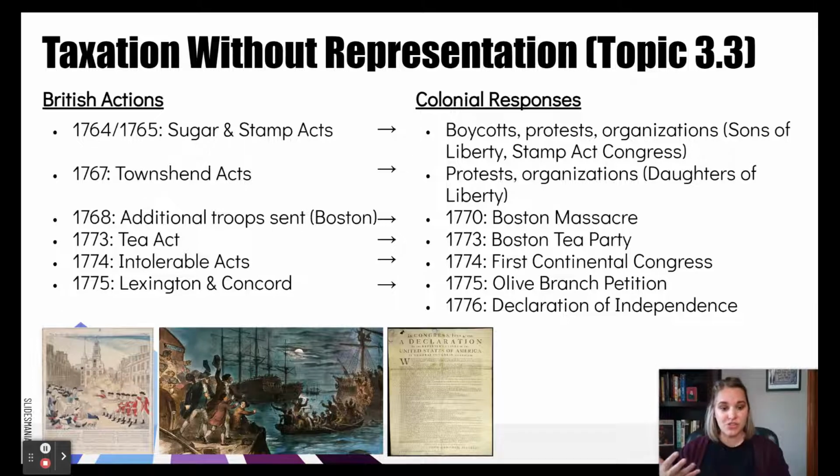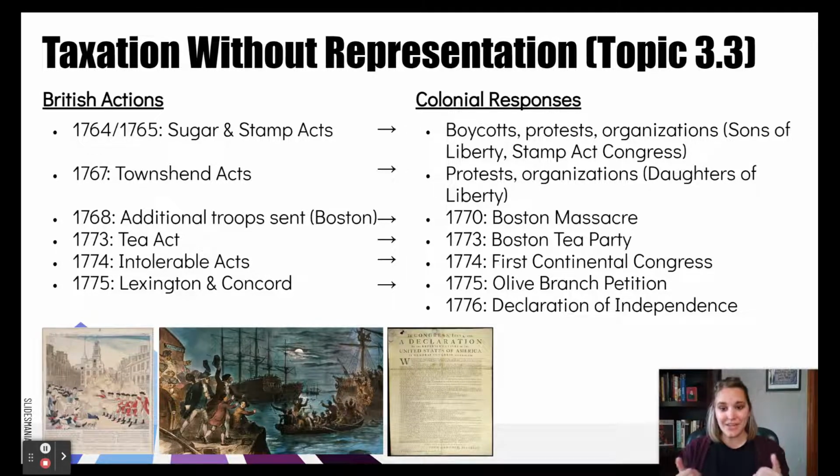So understanding that our initial acts by Britain, the Sugar and Stamp Acts, the Townshend Acts, those lead to the organization of colonial protest movements. So we see the Sons and Daughters of Liberty, the Stamp Act Congress, we see protests. So these initial acts by Britain lead to increased organization within the colonies to protest those actions. We see the military increasing in presence as a result of these protest movements, which lead to the Boston Massacre.